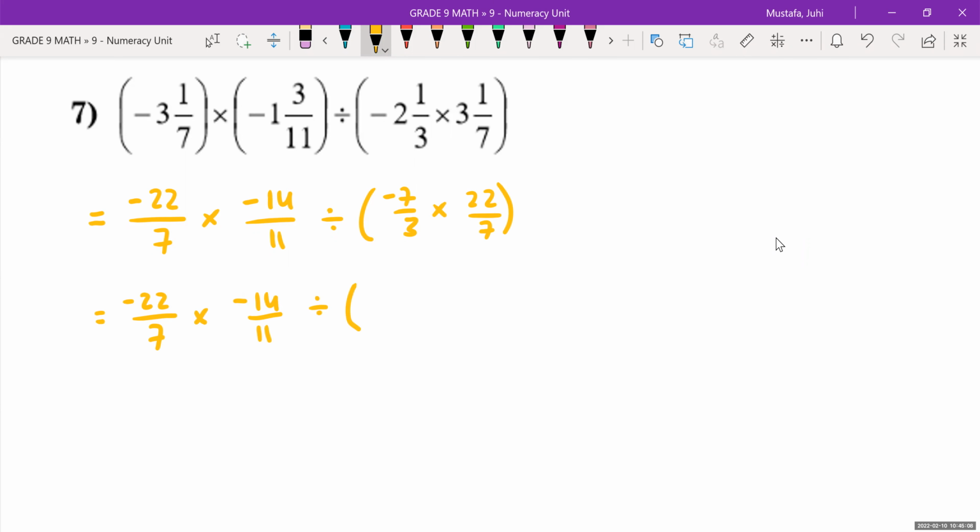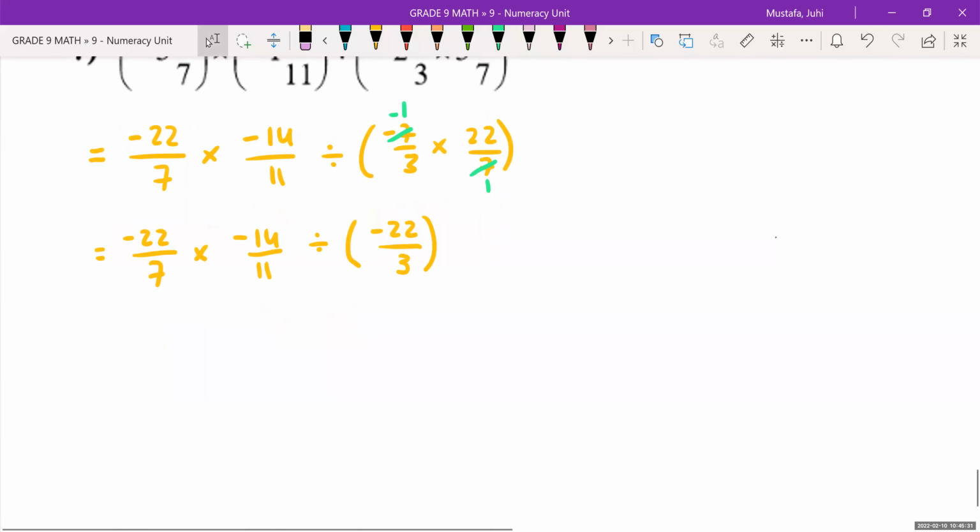-7/3 times 22/7. Is there anything we can cross reduce in this question? Yep. Yeah, I can make this into a -1 and I can make this into a 1. So I'm kind of going to solve as I go. What's -1 times 22? -22. And what is 3 times 1? Just a 3. I'm asking and I'm answering at the same time. Okay, now that I've solved what's inside that bracket, I can go ahead and take the reciprocal.